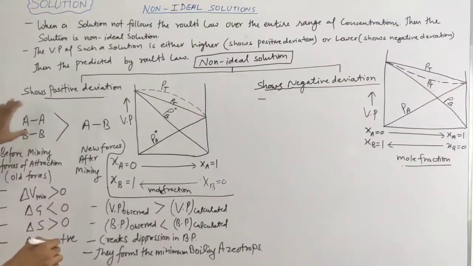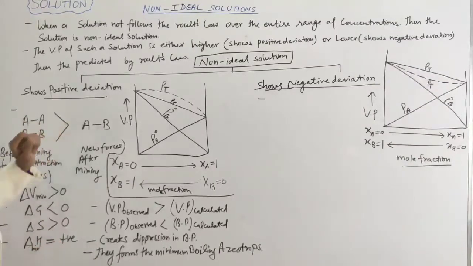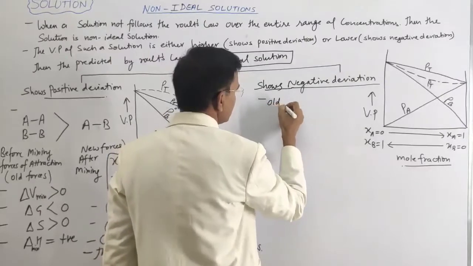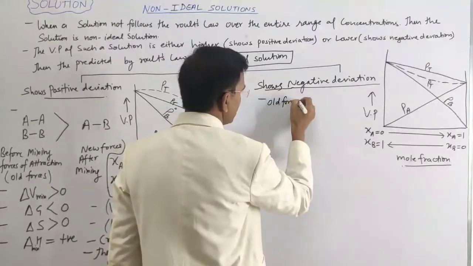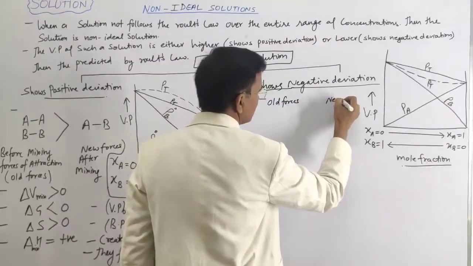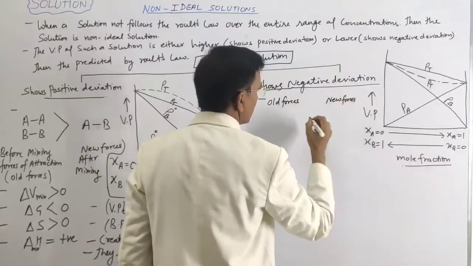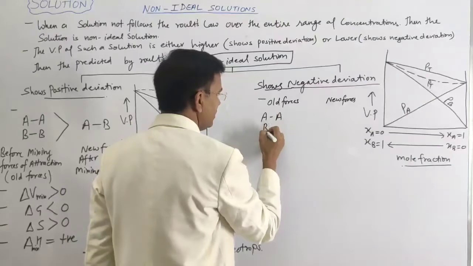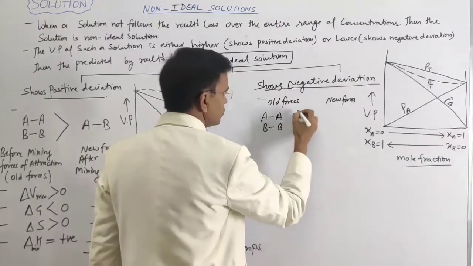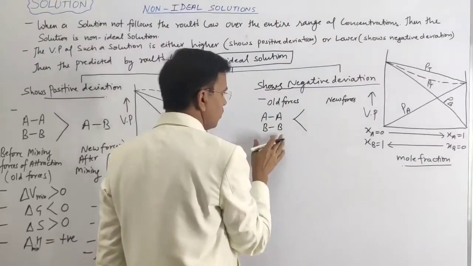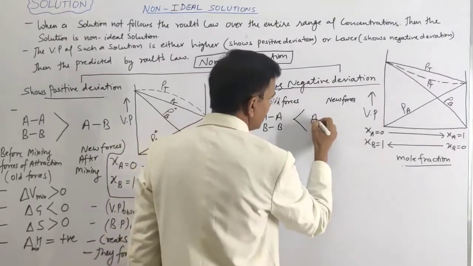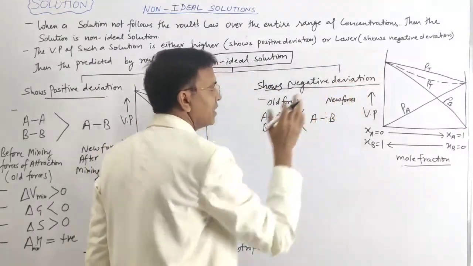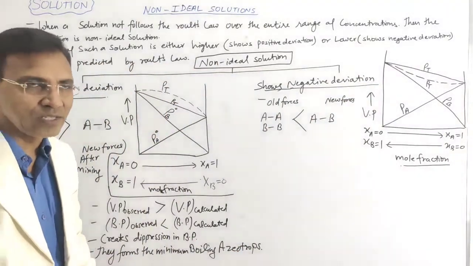So here the points about the negative deviation are one by one, as we have discussed in the positive deviation. The first is the forces of attraction. Now this time the old forces and new forces. The old forces are AA and BB type. This time these old forces are less than the new forces. In this case the negative deviation is shown by the non-ideal solutions.